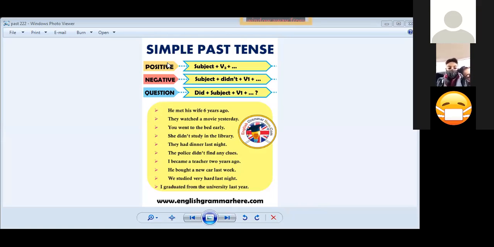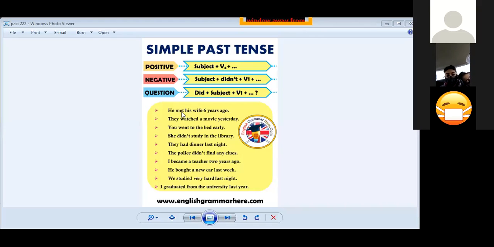So how to make a positive sentence, affirmative sentence in the simple past? We use the subject and verb 2. We all know verb 2, right? Good, excellent. So we use subject and verb 2, okay? For example, he met his wife 6 years ago. He met. So meet in the past form is met. So met is verb 2, okay?